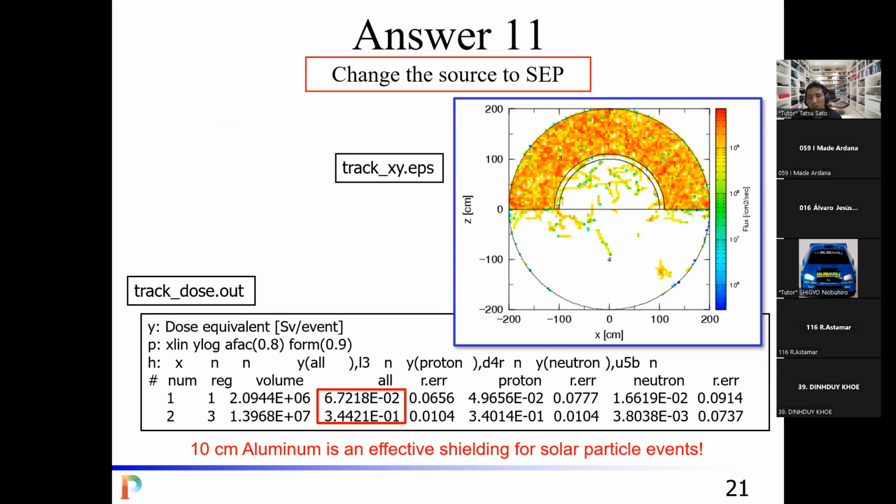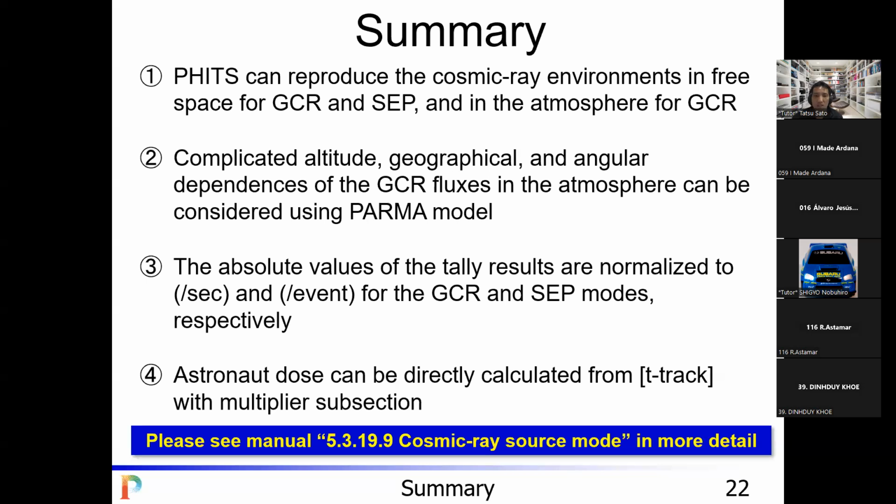And if you simulate solar energetic particles, the situation is completely different. Even a small 10 centimeters of aluminum extremely reduces the dose because the energy spectrum is so soft. Okay, so here is a summary. I'm sorry that I skipped a few lectures, but I think the most important part I already explained. So I think you can use the cosmic ray source mode and you will find it very useful.